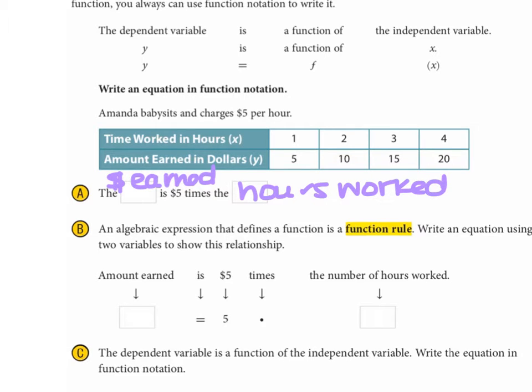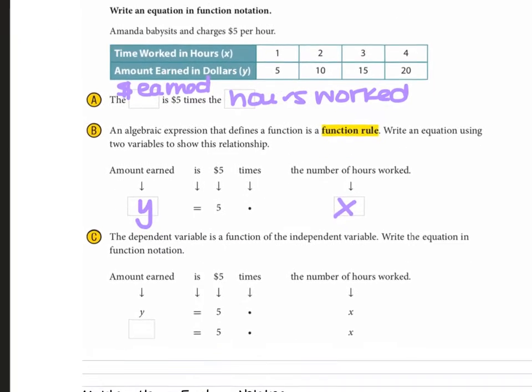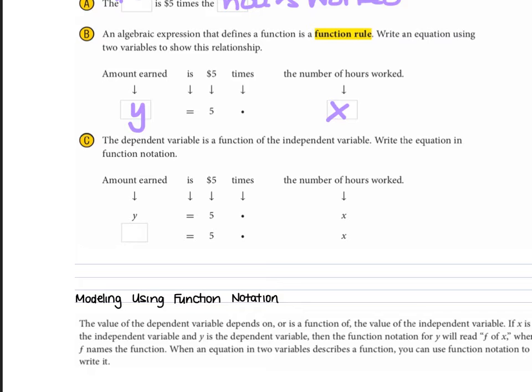An algebraic expression that defines a function is a function rule. Write an equation using 2 variables to show this relationship. So we have the amount that she earned, which would be our y, our output, is 5 times the number of hours she worked. That would be our x. So y is equal to 5 times x. Your dependent variable is a function of the independent variable. We're writing an equation in function notation, so we're using f of x instead of y. So this is going to be f of x is equal to 5 times x.